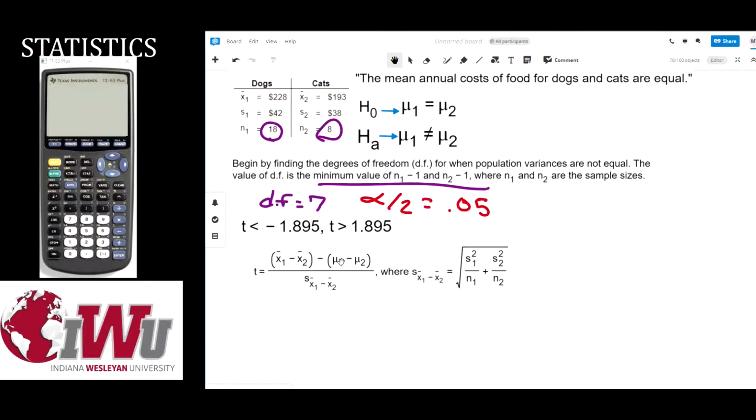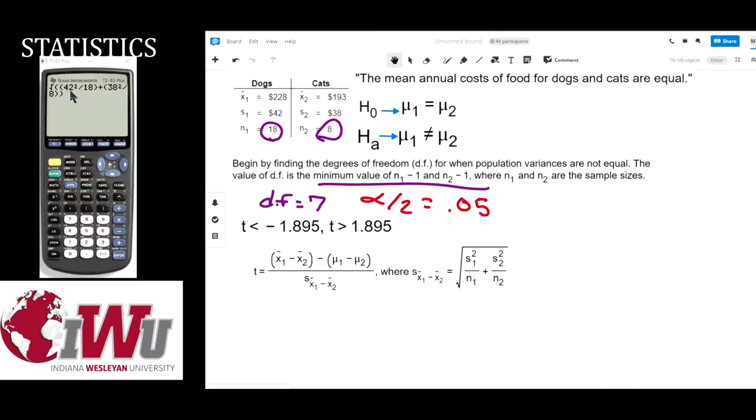So very similar to what we did before. So we have to get this value down here, which is in this formula. So we're going to do the s1 squared divided by n1 plus, or excuse me, make sure we square it, the s2 squared divided by the sample size of that one, n2. And we're going to take the square root of that. So let's put that in the calculator here.